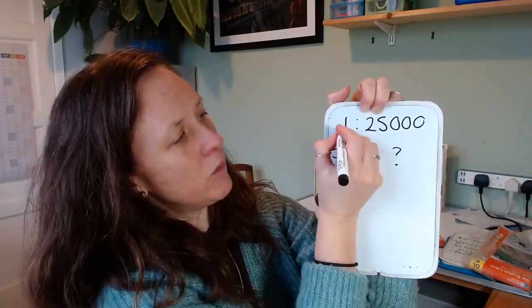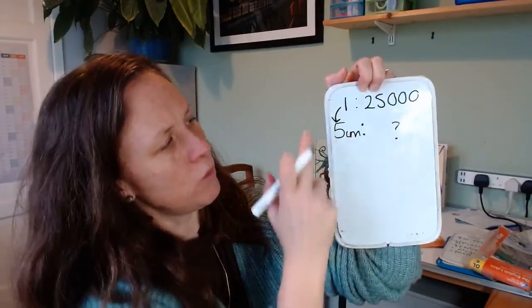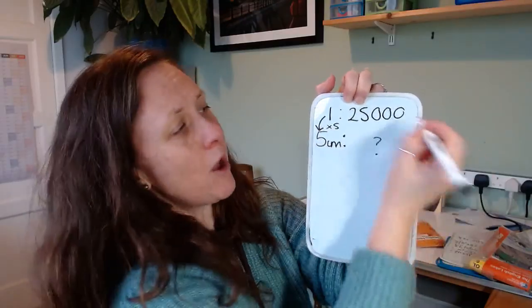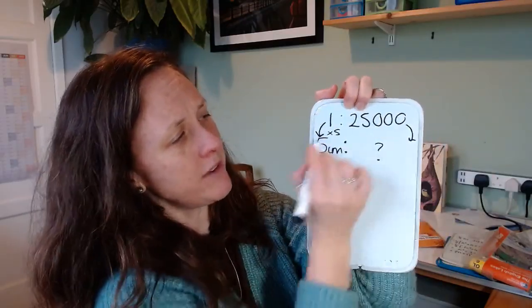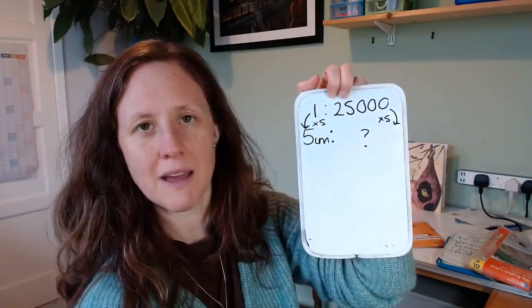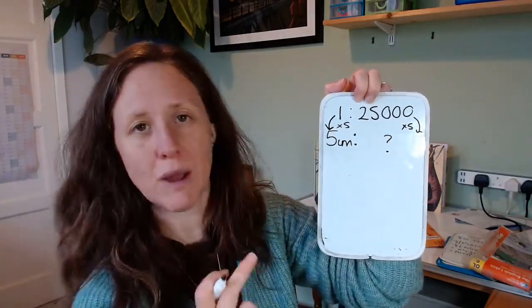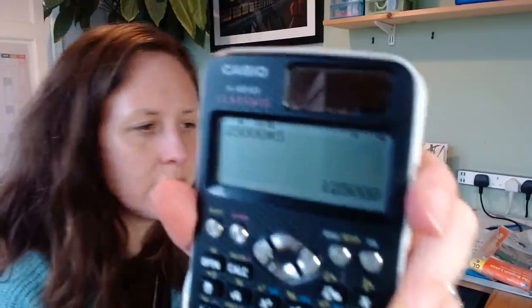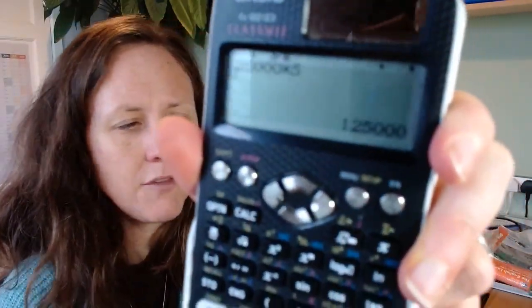So here we have, to get from 1 to 5, we're multiplying by 5. So we're going to want to do the same this side. We're going to take that 25,000 and multiply it by 5 straight away. So I would just pop that straight into my calculator. I would just do 5 times 25,000. In fact, I've got that on the screen there. And it gives you 125,000.